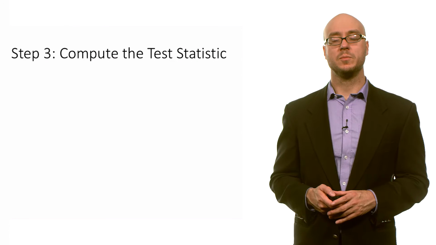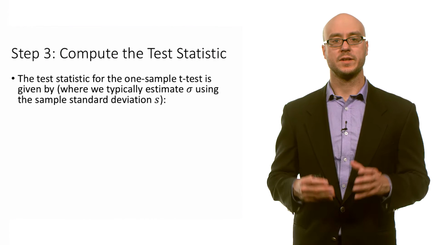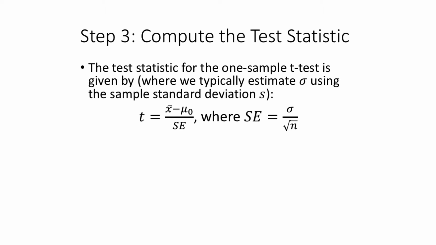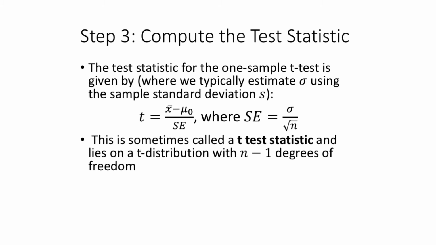For step 3, we compute the test statistic. The test statistic for the one sample t-test is given by the following, okay? It looks really pretty similar to the z-test statistic. It's the point estimate, the sample mean, minus the claimed value of the population mean, divided by the standard error, where the standard error is again the population standard deviation divided by the square root of the sample size.